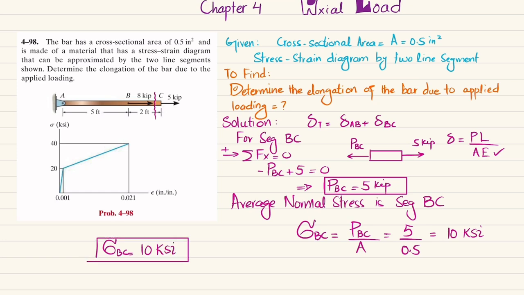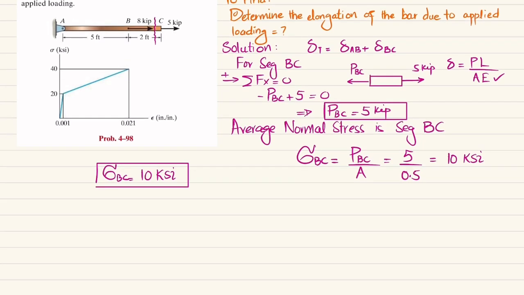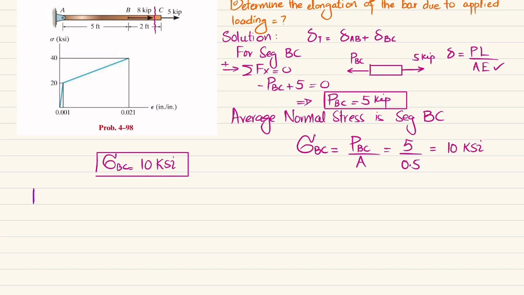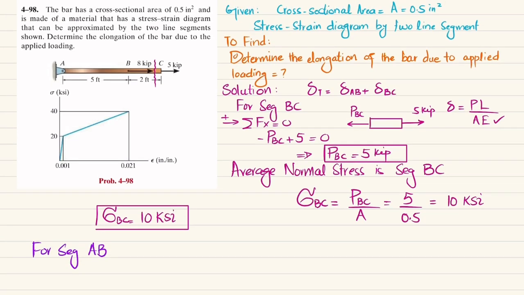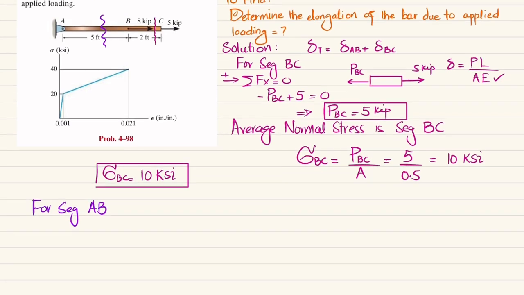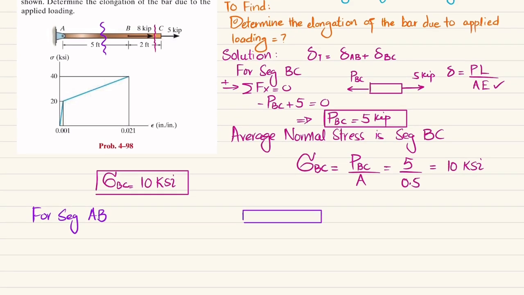Now we will find the stress for segment AB. What if I cut the segment AB and draw the free body diagram? It will be like this. This is point C where you have a 5 kips load, and this is point B where you have a load of 8 kips. In order to balance it, we should have a force toward the left side, and this force will be equal to PAB.